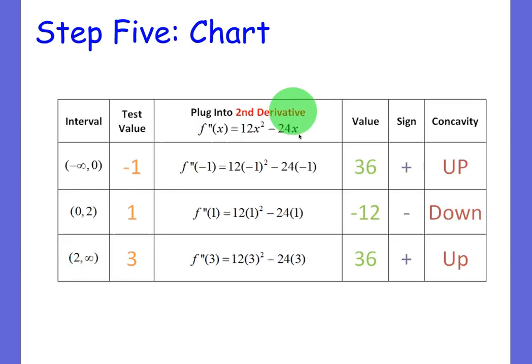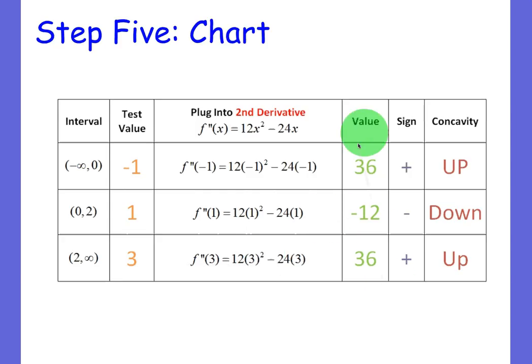Now we're going to plug those into the second derivative, because that's going to tell us whether it's concave up or concave down. So here's our second derivative. We're going to plug these test values into it: negative 1, 1, and 3.